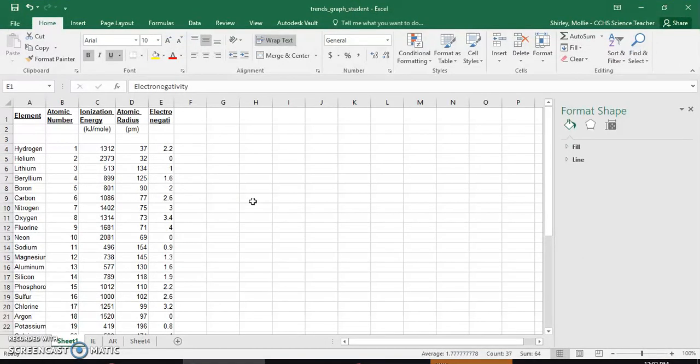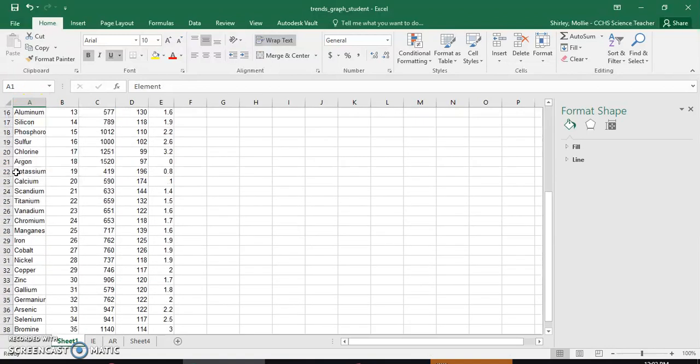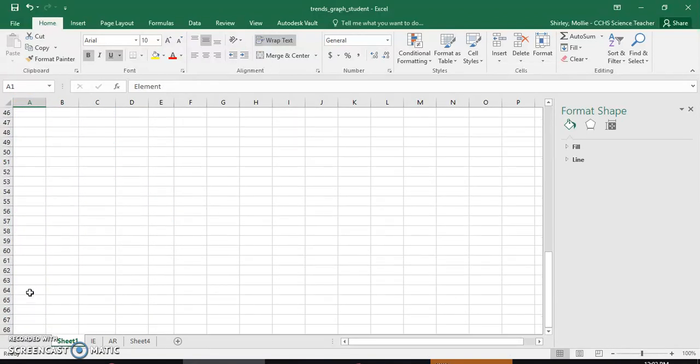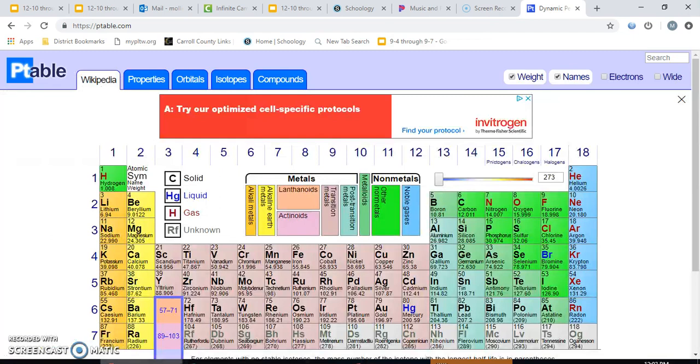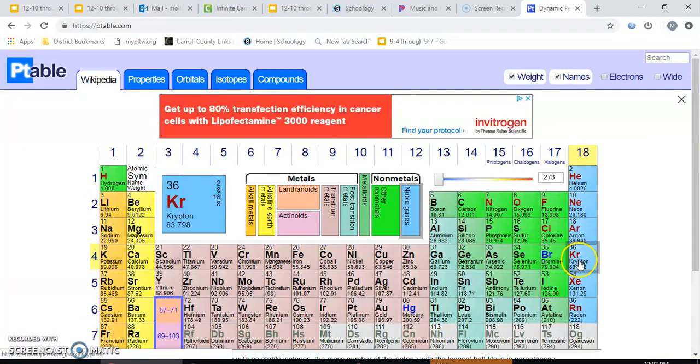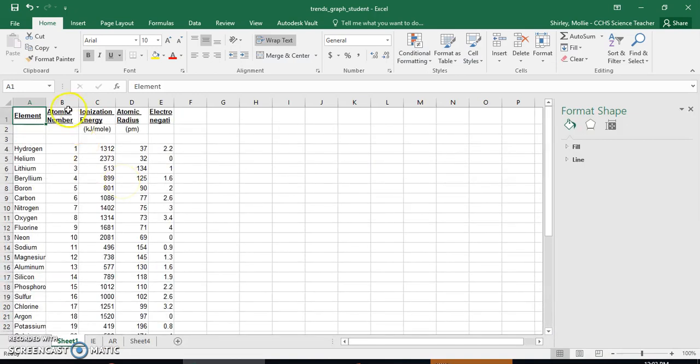So on Schoology in Unit 3, you have this data. It's a trends graph. And what we have here, I'll explain this to you really quick. In column A, we've got all the elements listed from hydrogen to krypton. I believe that is the first 36 atoms on our periodic table. Let me check that. Yes, krypton is number 36, so hydrogen all the way up to krypton. All right, next we have their atomic numbers listed, 1 through 36.